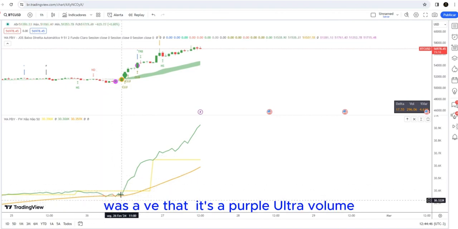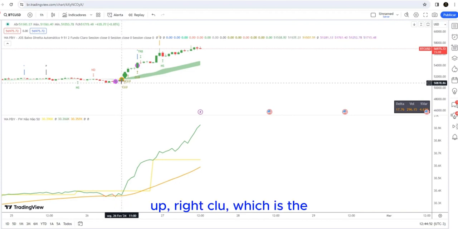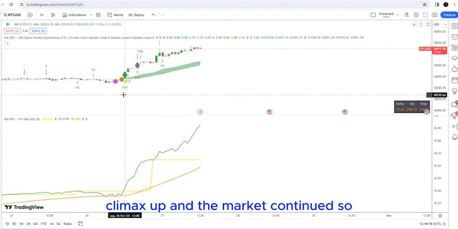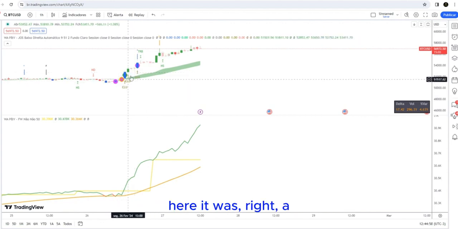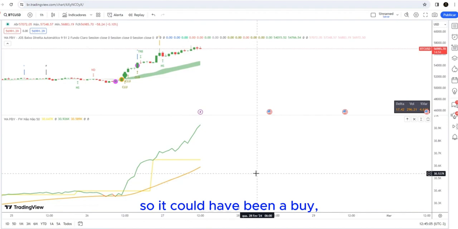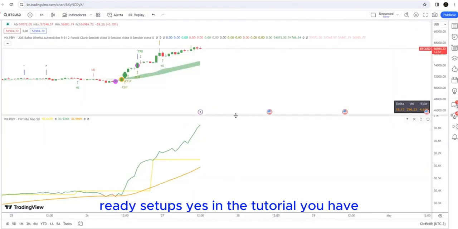It was a V, a purple ultra volume. Then it turned orange. The market went up, which is the climax up, and the market continued. So here it was a beautiful high climax, okay. So it could have been a buy. So it's not a ready setup. There are ready setups, yes.